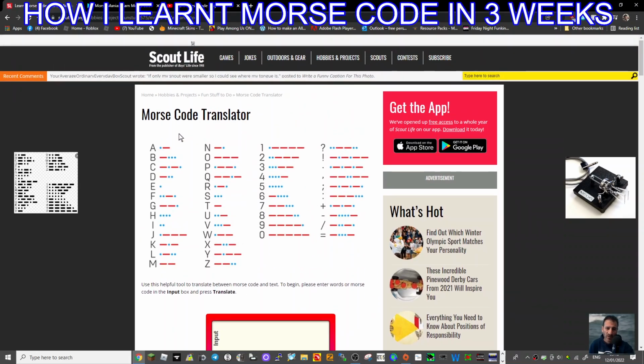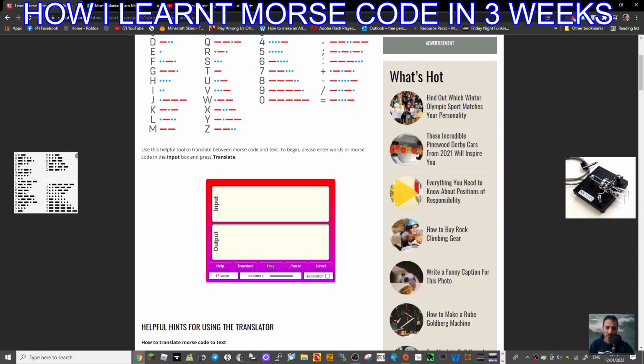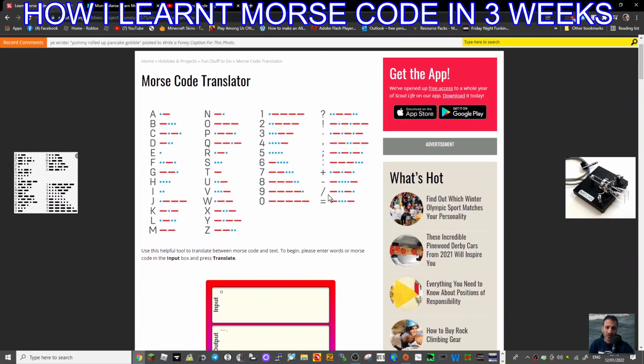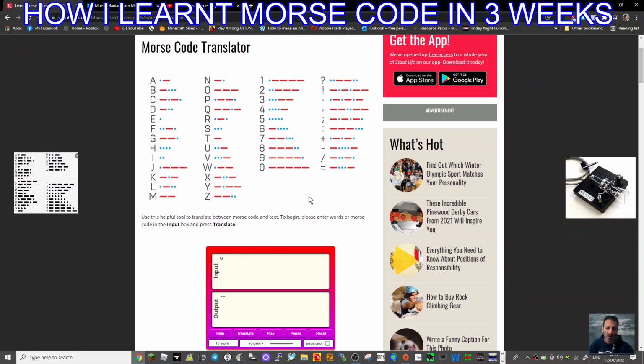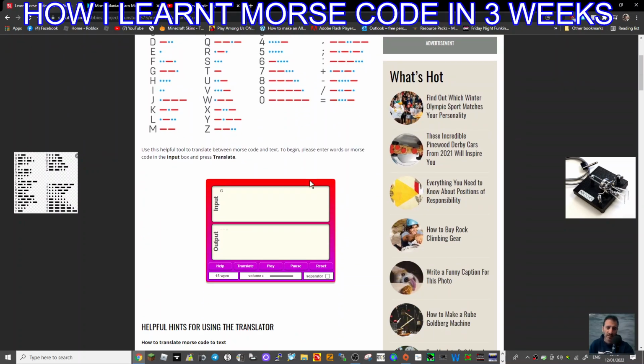One is I used this Scout Life translator. So you just put in any letter here. Let's just put G for now. Click translate and then click play. Just turn it up so you can hear it. Now I found this very, very helpful. So thanks to Scout Life, I use that a lot.